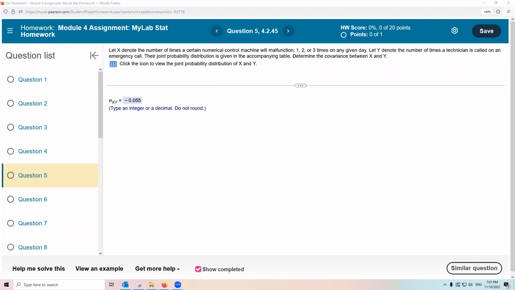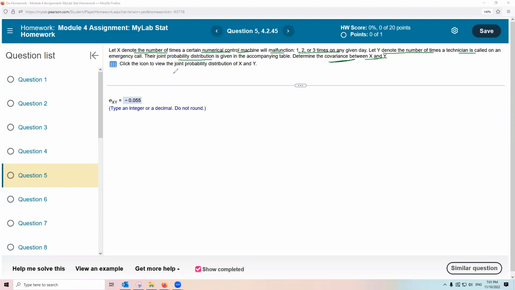So I'm here. This is homework problem number 5. And it says, let X denote the number of times a certain numerical control machine will malfunction. Could be 1, 2, or 3 times on a given day. Y is the number of times a technician is called on the emergency call. There's a joint probability distribution in the table. Determine the covariance between X and Y.